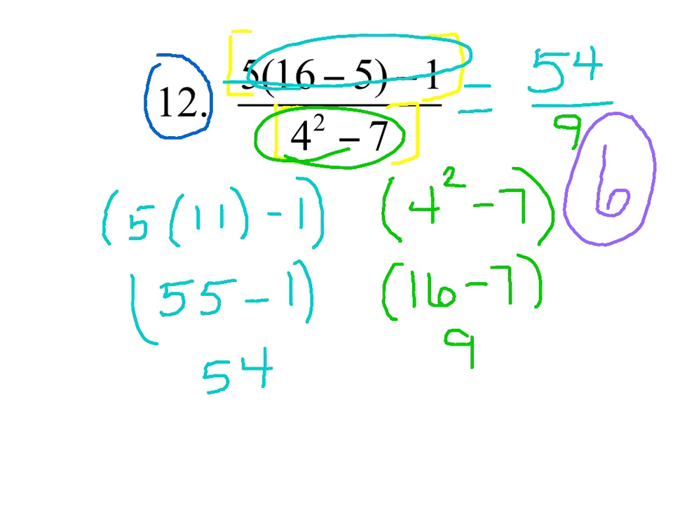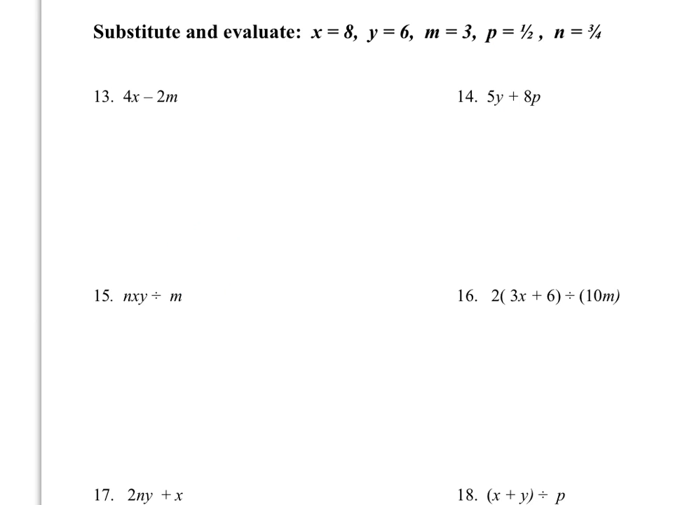So number 12 is 6. Okay, scrolling later in this page, it gives you a bunch of variables. Now, variables are a representation of things that could vary, but in this case, they give us what the variable's value should be. In other words, it says substitute and evaluate.